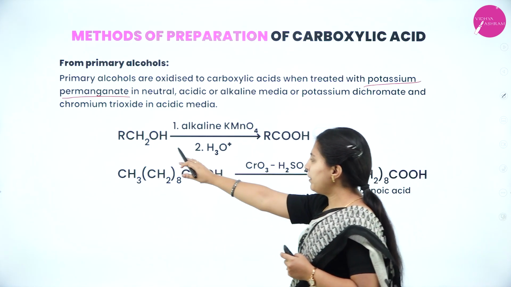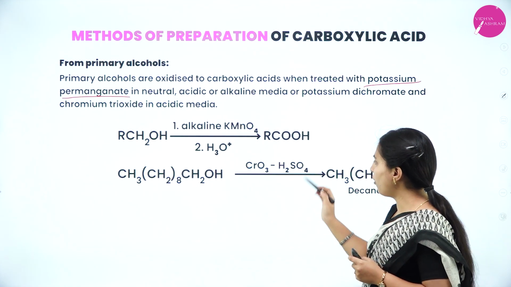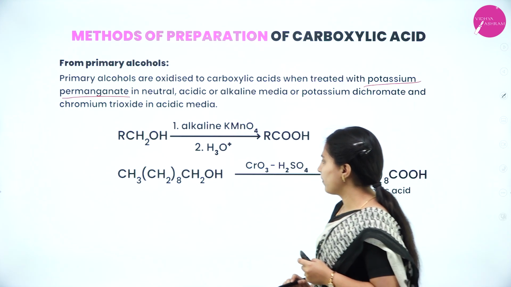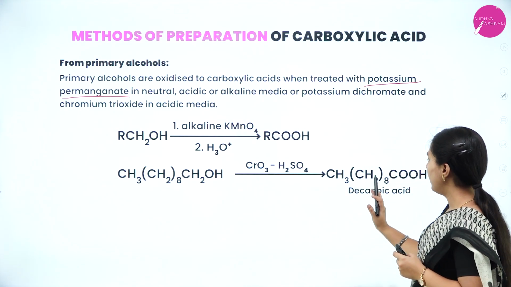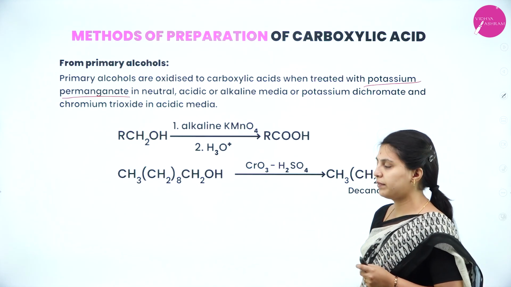That's why the primary alcohols will get oxidized to form carboxylic acid. Okay, see here, this is decanoic acid through the alcohols.